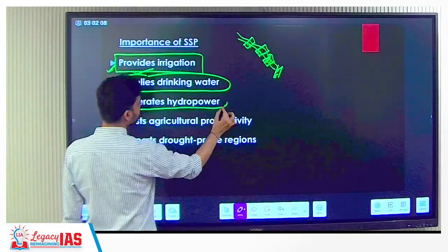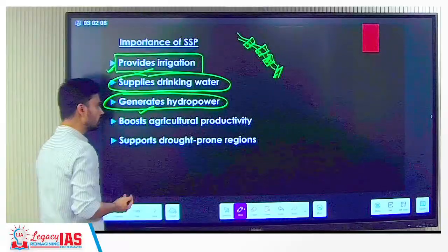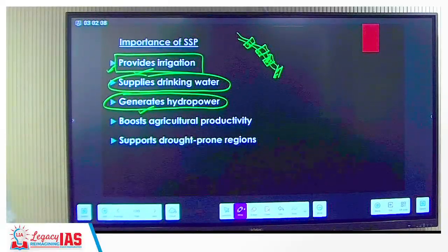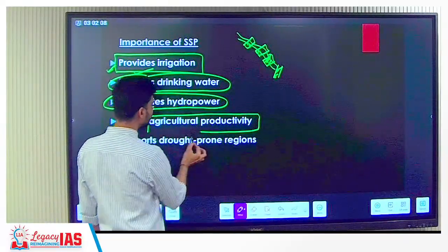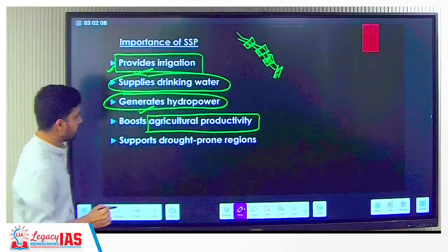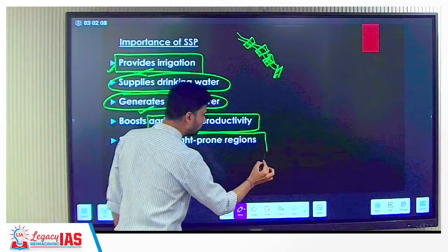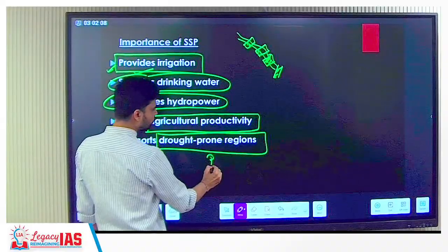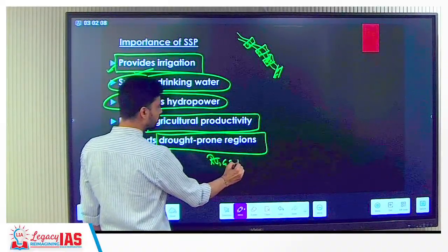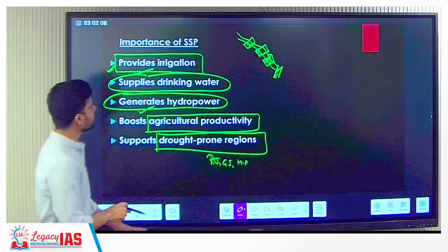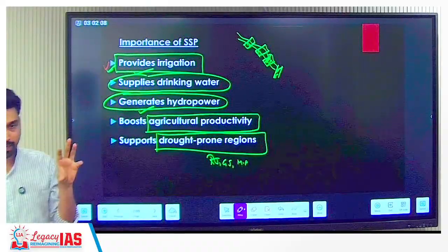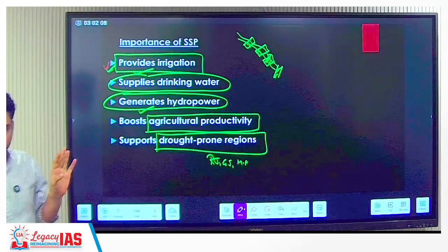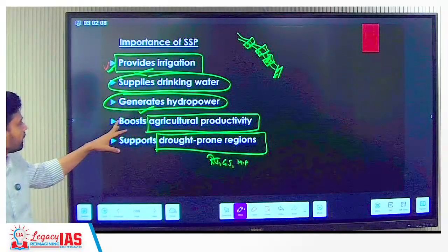Then, because through the dam you can regulate the flow of water, what else would it do? Generate hydroelectricity. Overall, by supplying water for irrigation, it boosts agricultural productivity and supports drought prone areas, drought prone areas of both Rajasthan, Gujarat, and even parts of Madhya Pradesh. That means again, what kind of importance? You have to think from the perspective of sector. The agriculture sector is being impacted, right? Basically deriving benefit. What else?